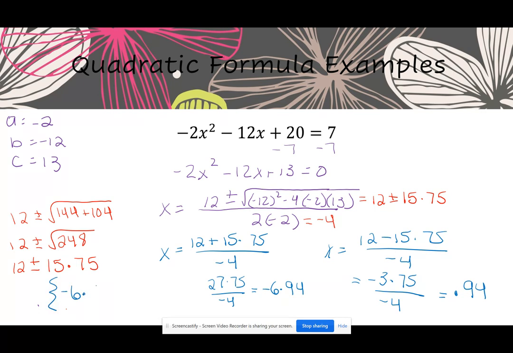Of course, you're allowed to use a calculator for these because you get weird decimals. Come to class with any questions you have about this, and we will practice more.